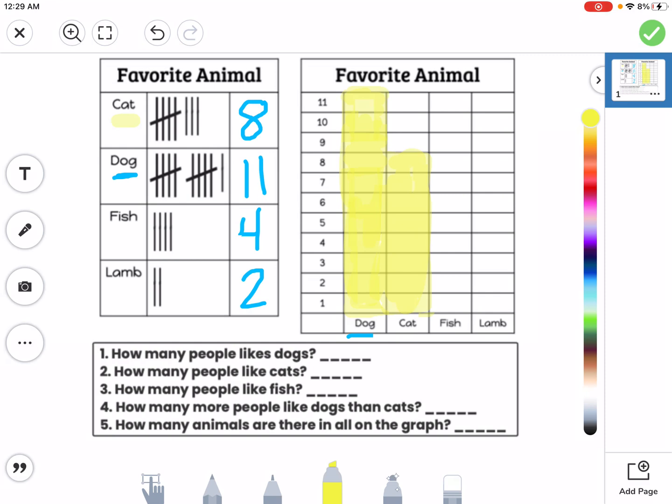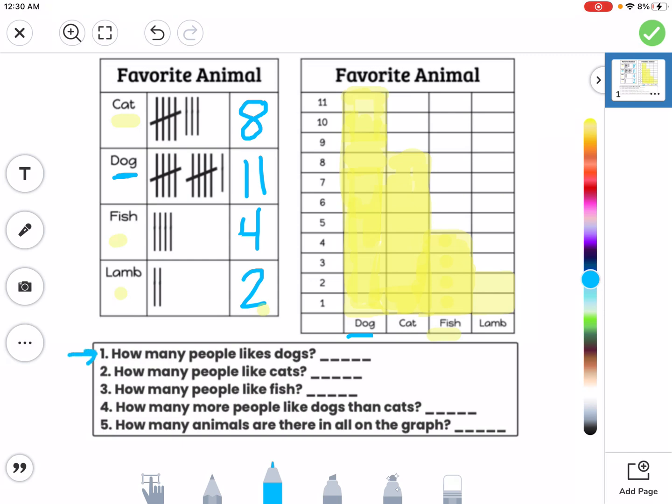Now we have fish. Okay, so 4 people liked fish. Their favorite animal was fish. So 1, 2, 3, 4. I'm going to color in 4 boxes for fish. Okay. Lamb. 2 people liked lamb. Their favorite animal was a lamb. So we're going to color in only 2 boxes there. Okay, now it's time to answer our questions.